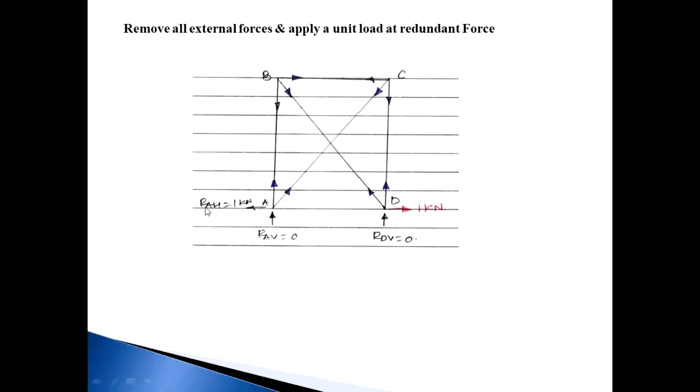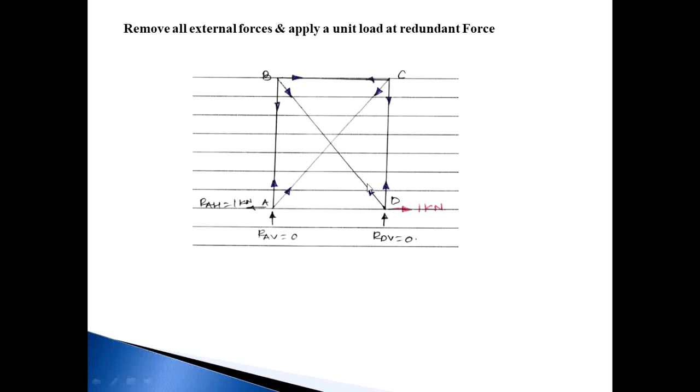Then next, we first found the forces in the members due to external loads. Now remove all external forces and apply a unit load at the redundant force. So at point B, there are two external forces, that is 45 horizontal and 45 vertical, and at point C 45 vertical. So remove all these three forces and apply the redundant force at D. Basically RDH, we assume that as the redundant force. So at RDH apply a 1 kilonewton force in the horizontal direction.